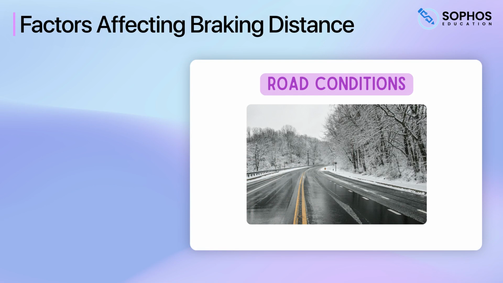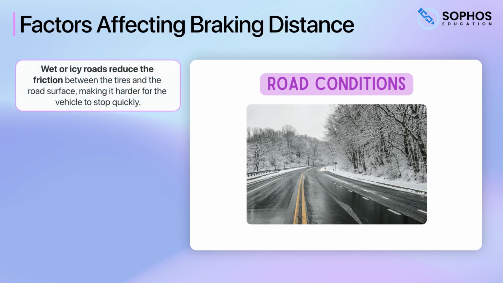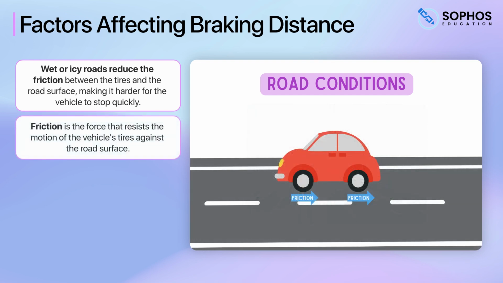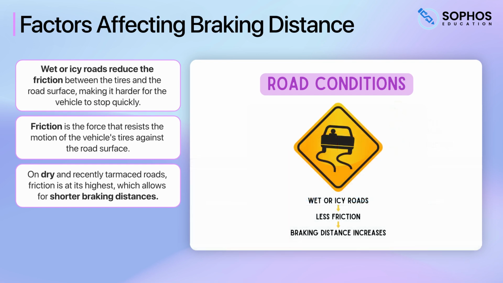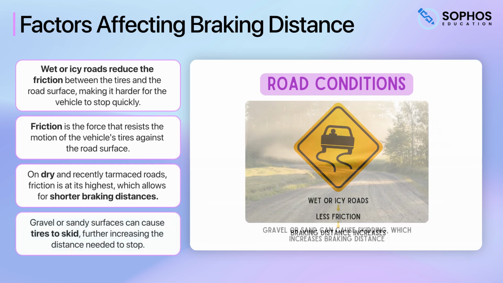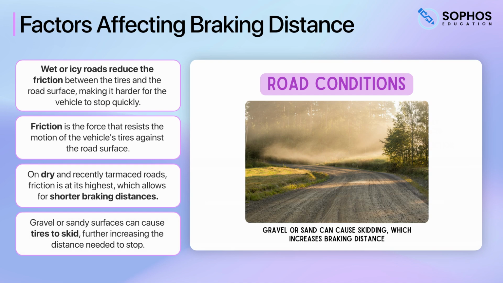Secondly, the condition of the road surface also plays a vital role in braking distance. For instance, wet or icy roads reduce the friction between the tires and the road surface, making it harder for the vehicle to stop quickly. Friction is the force that resists the motion of the vehicle's tires against the road surface. On dry and recently tarmacked roads, friction is at its highest, which allows for shorter braking distances. However, on wet, icy, or uneven roads, the friction decreases, leading to longer braking distances. Additionally, gravel or sandy surfaces can cause tires to skid, further increasing the distance needed to stop.